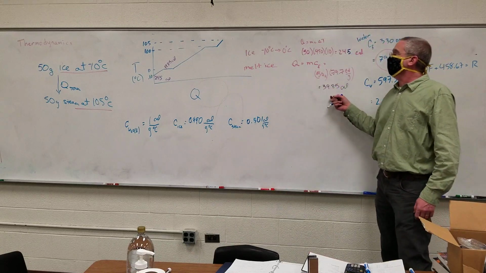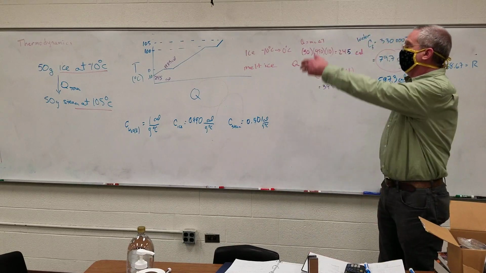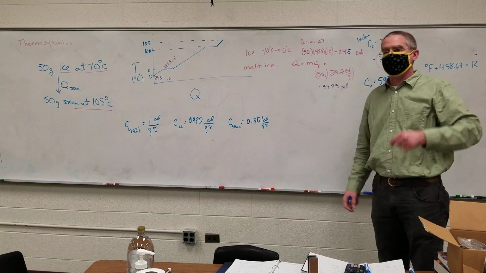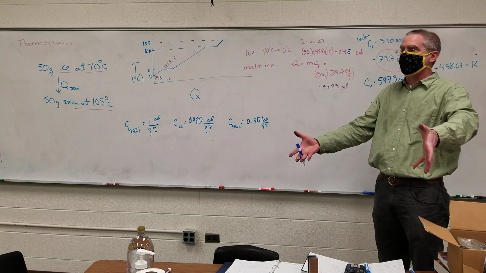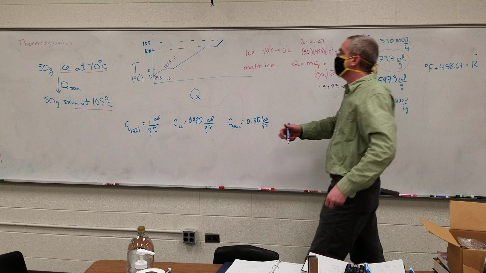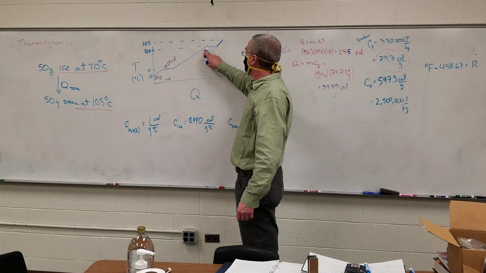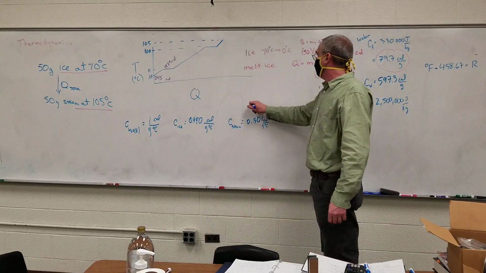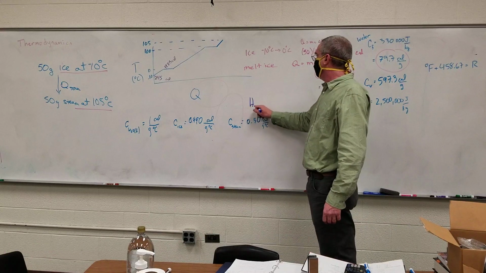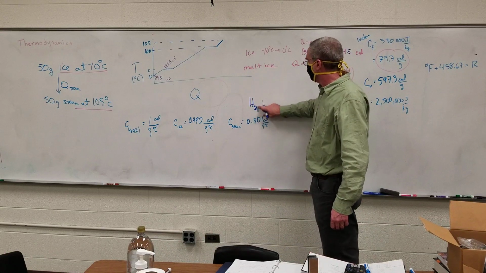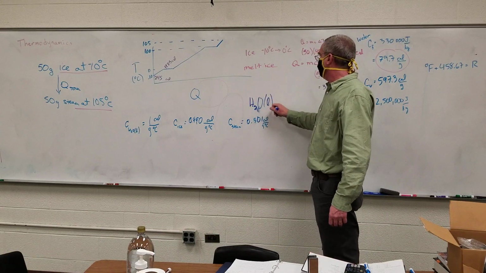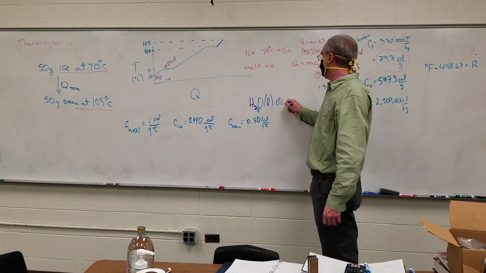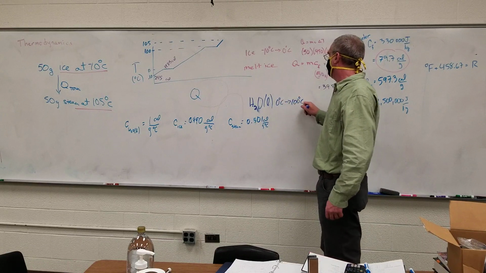At this point, we've pumped in a little over 4,000 calories. We now have a pool of water at 0 degrees Celsius. We now need to get it up to 100 degrees. So we're now on this stretch of the phase diagram. We're taking liquid water, H2O, from 0 degrees Celsius up to 100 degrees Celsius.